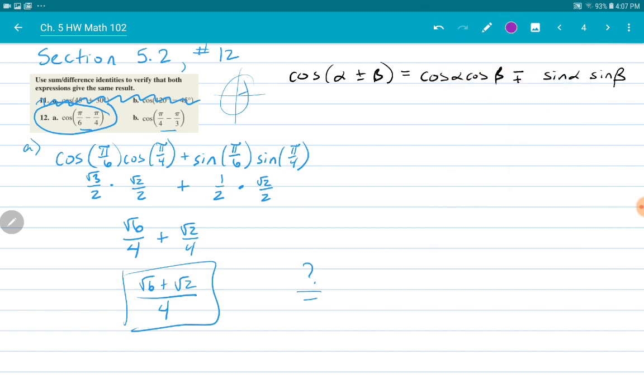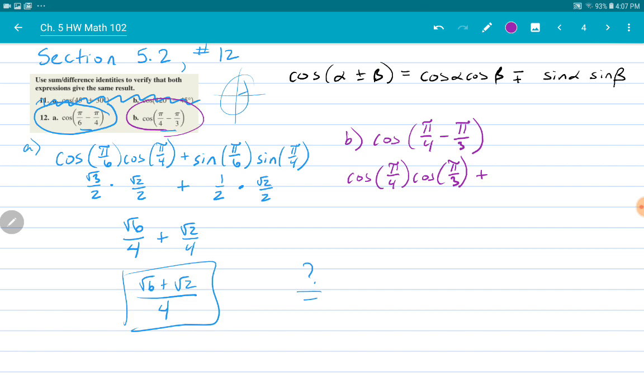So let's do purple for part B. Cosine of pi over 4 minus pi over 3 this time. So using that same formula, I get cosine of pi over 4 times cosine of pi over 3. The minus becomes a plus, and then I have sines.